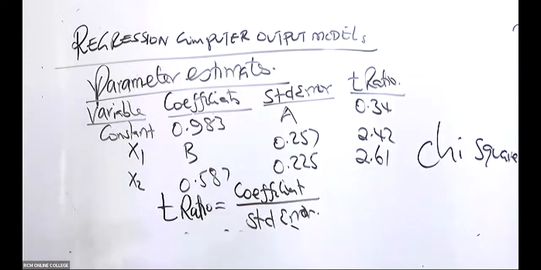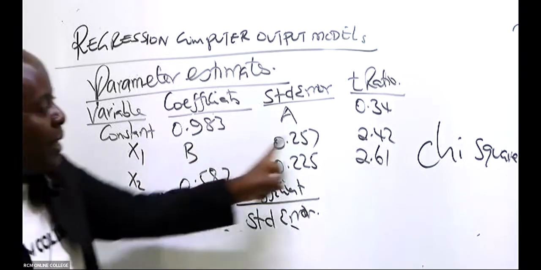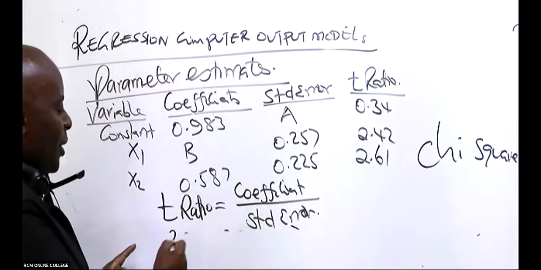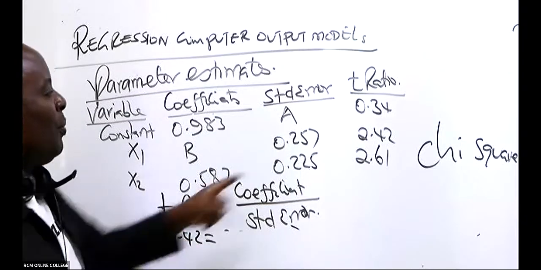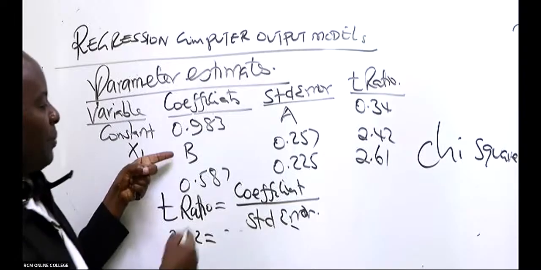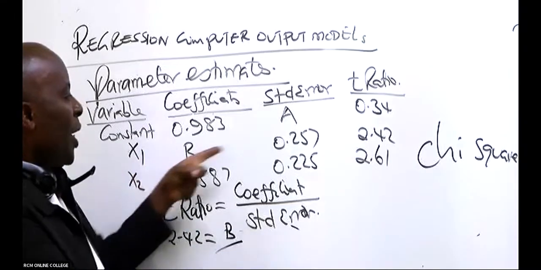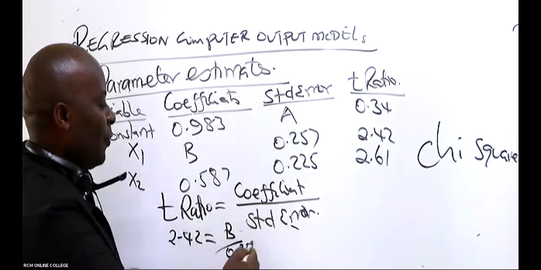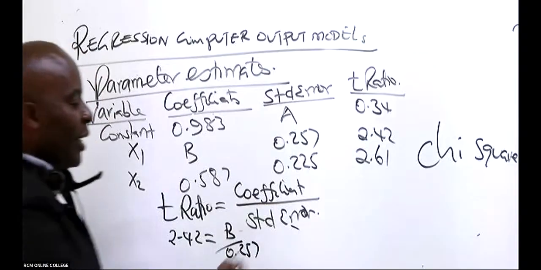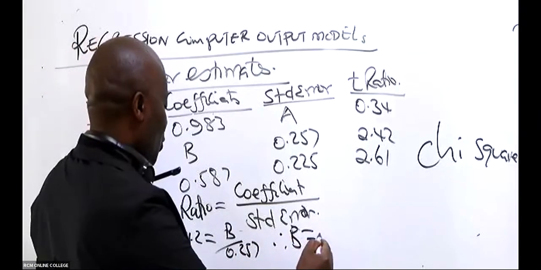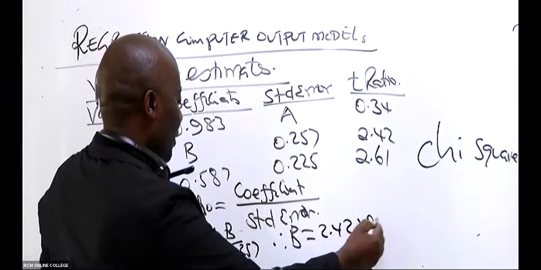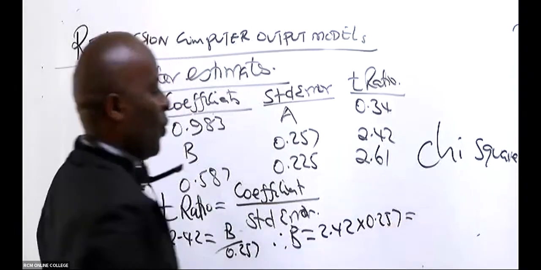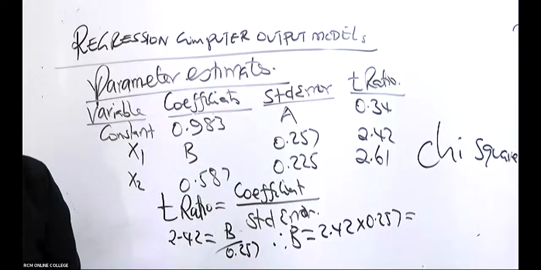So in this case here, the T ratio for this one, I can see it is 2.42, which will be equal to the coefficient B over the error, which is 0.257, isn't it? And therefore, B will be equal to 2.42 times 0.257, which will end up giving us what figure?